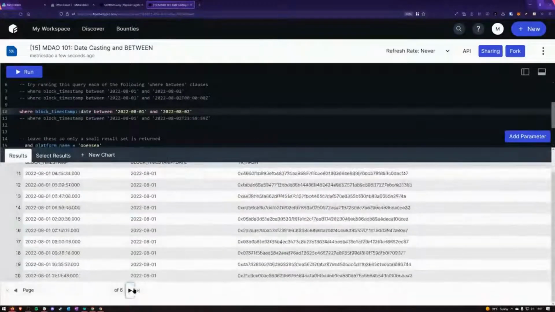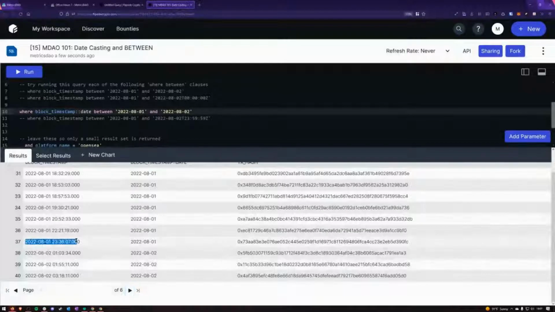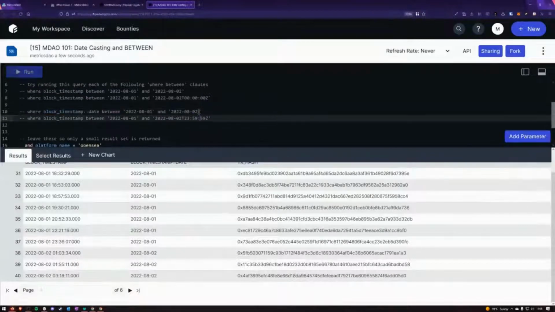So what happens here is we get to 37, which was previously the last record. But then we continue on to August 2nd, because we can see that this is being truncated down to August 2nd, and we are actually going through. So block timestamp is coming through as 8.2, and this is equal to what we're looking for here, August 2nd. Therefore, it is returned because it's in the set that we're looking for.